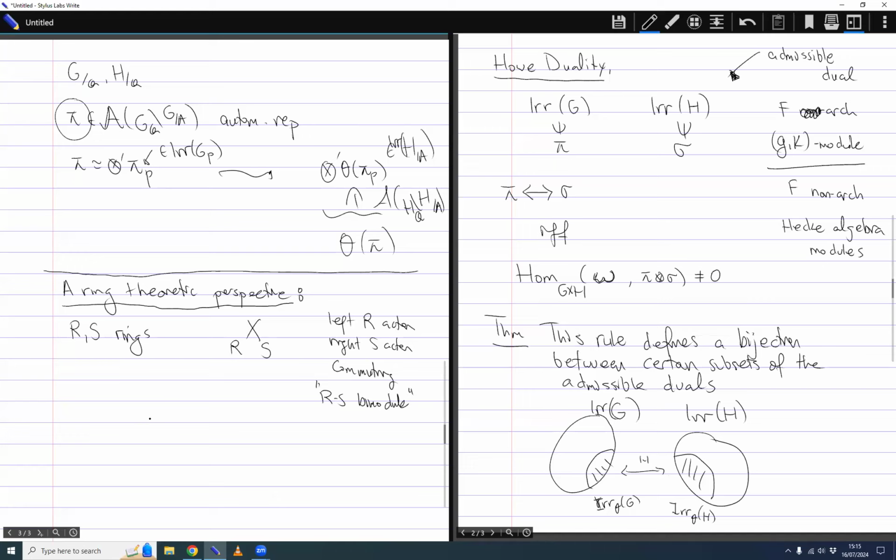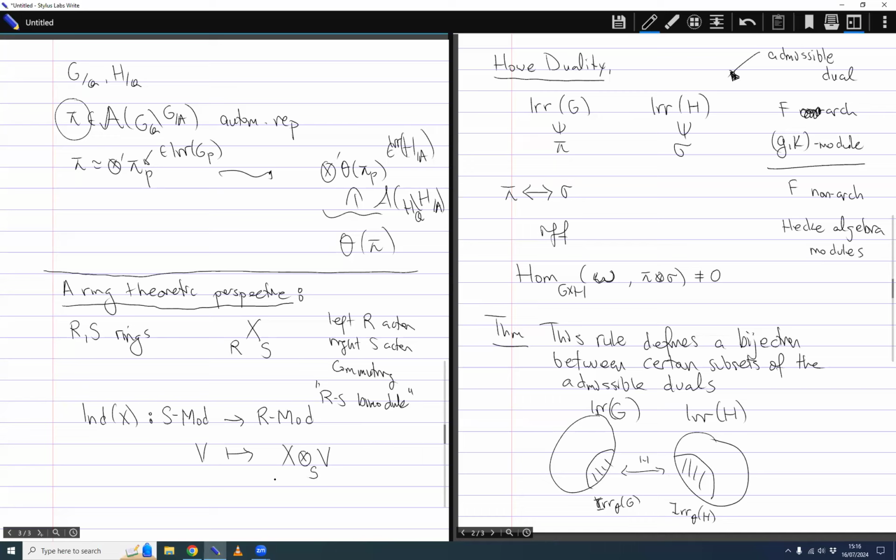Given such a bimodule, we can have this very simple functor. I'm going to call it the induction functor, and I'll try to justify why. It goes from modules over the ring S to modules over R. It's a simple-minded construction. If you have a module V, you send it to the balanced tensor product of X tensor V, but we balance it over the ring S.